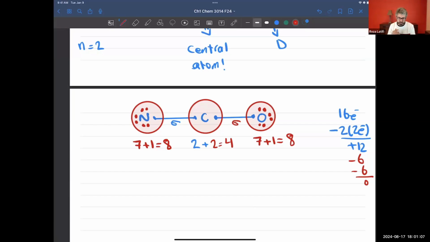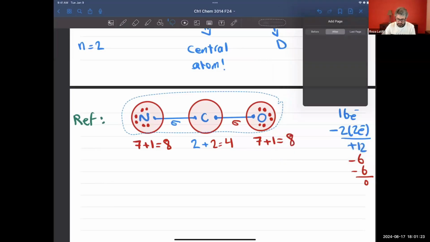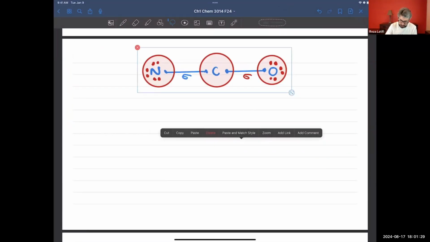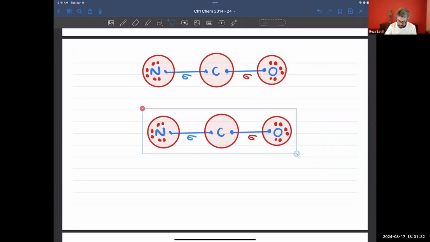What's the solution for it? You're going to write here "reference" and say, this is my reference. I'm going to take this structure and copy paste it to another page. Let's copy paste this one, and I will do it 3 times because I have 3 options.